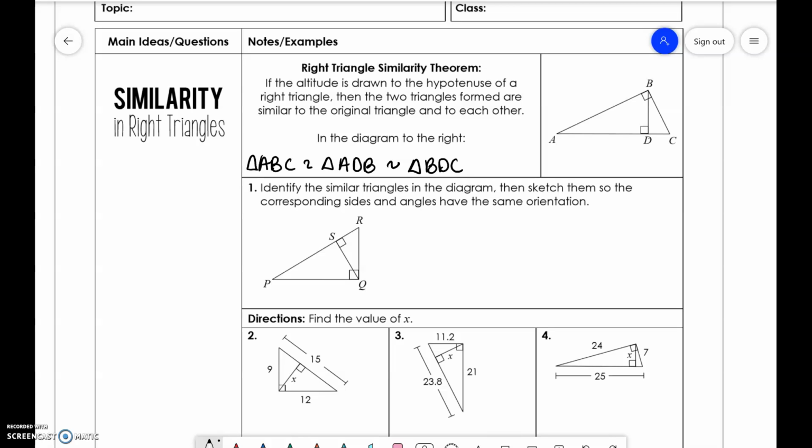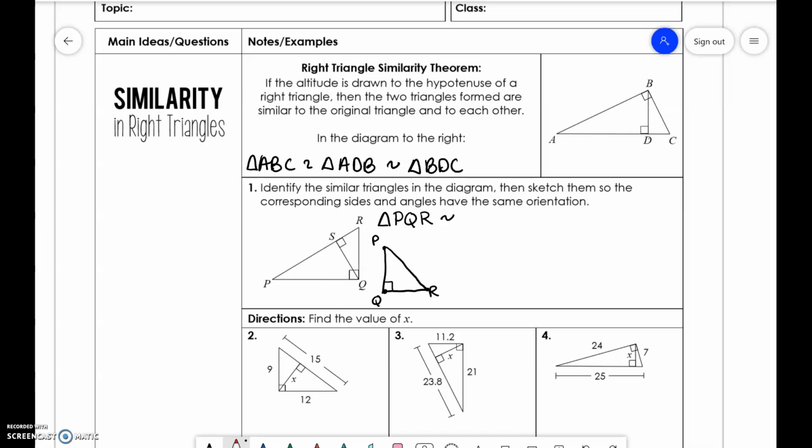So let's try this again. Identify the similar triangles in the diagram, then sketch them so they have the corresponding sides and angles in the same orientation, okay? So let's start with the large one. We have triangle PQR, okay? So if we have PQR, that means Q is the right angle, okay?